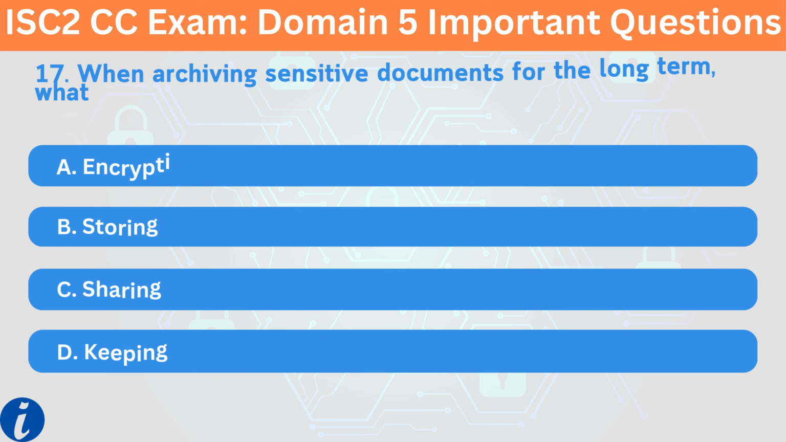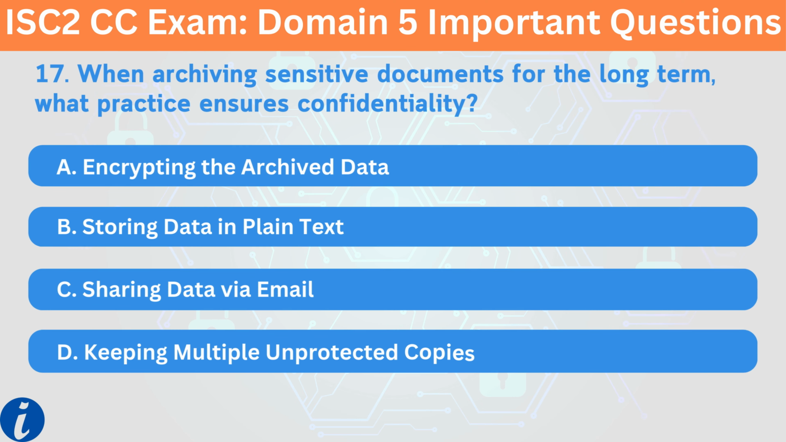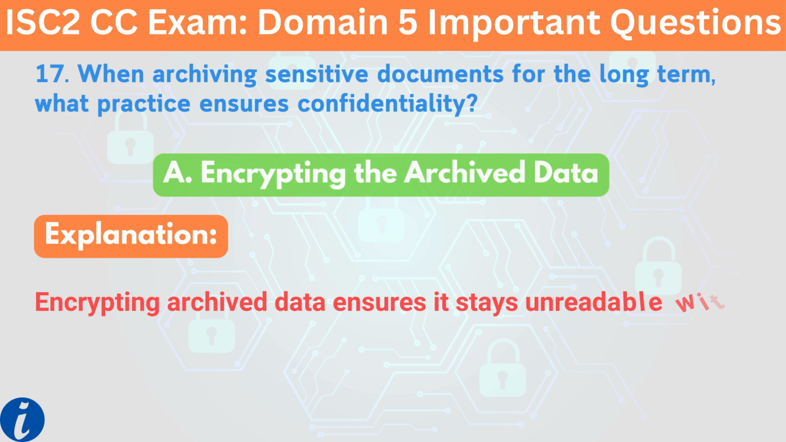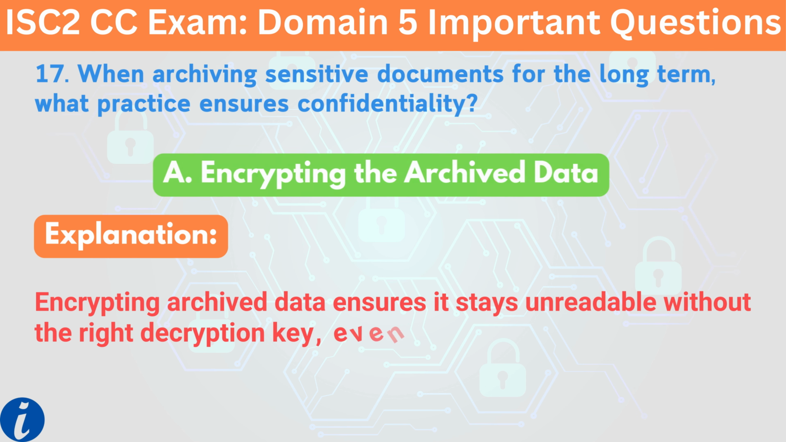17. When archiving sensitive documents for the long term, what practice ensures confidentiality? A. Encrypting the archived data. B. Storing data in plain text. C. Sharing data via email. D. Keeping multiple unprotected copies. The correct answer is A. Encrypting the archived data. Explanation. Encrypting archived data ensures it stays unreadable without the right decryption key, even if accessed illegally.